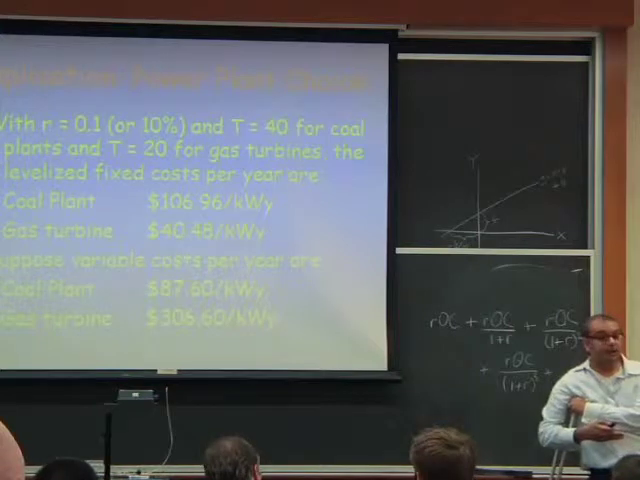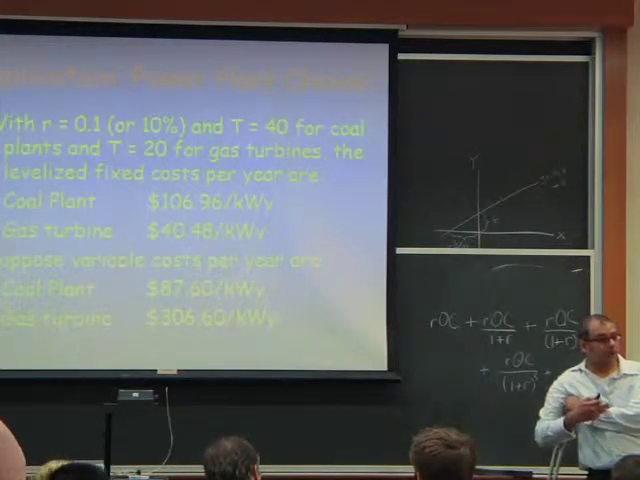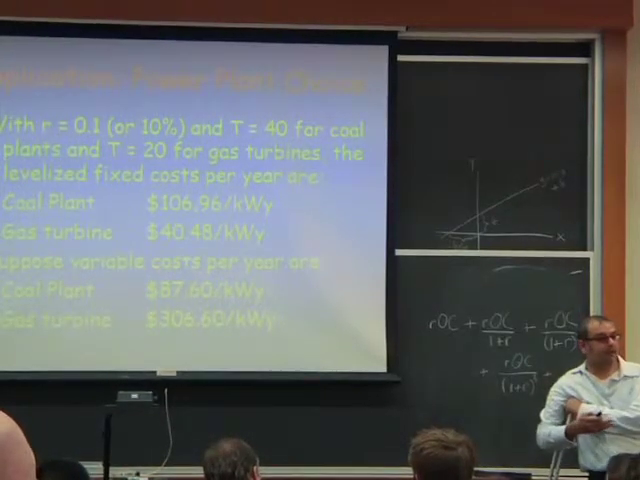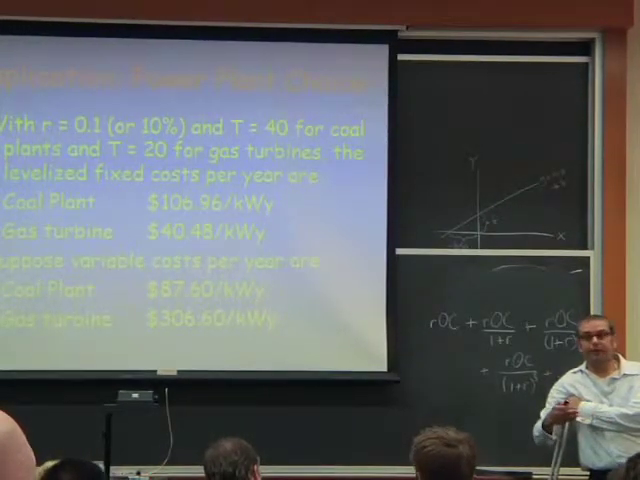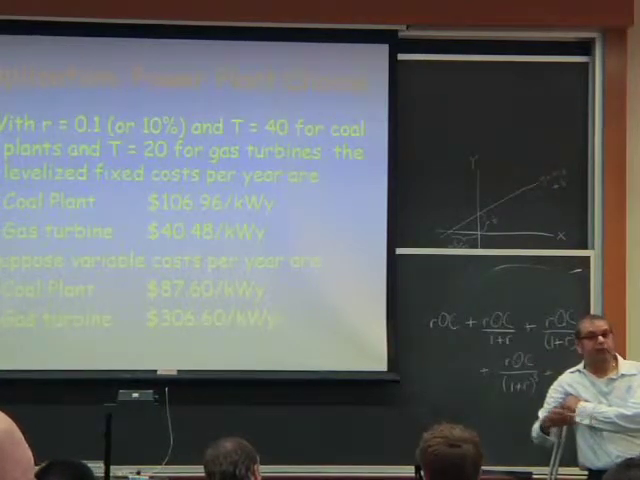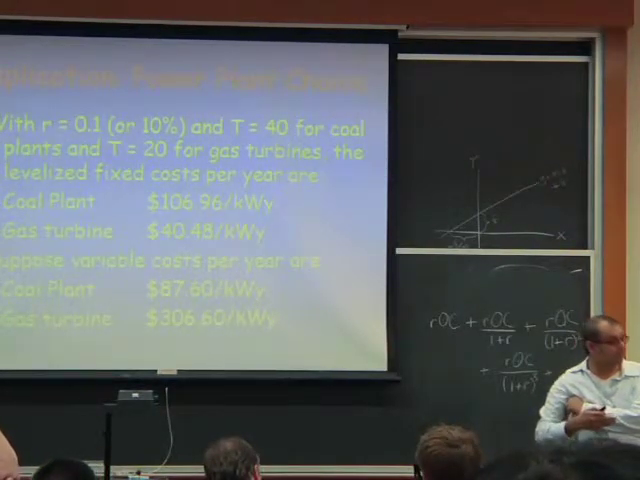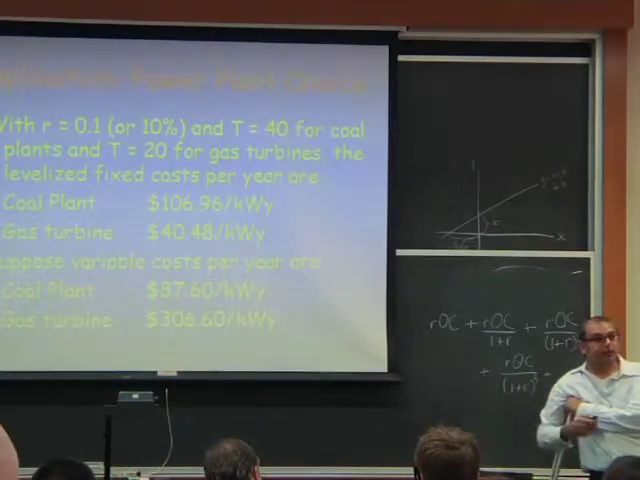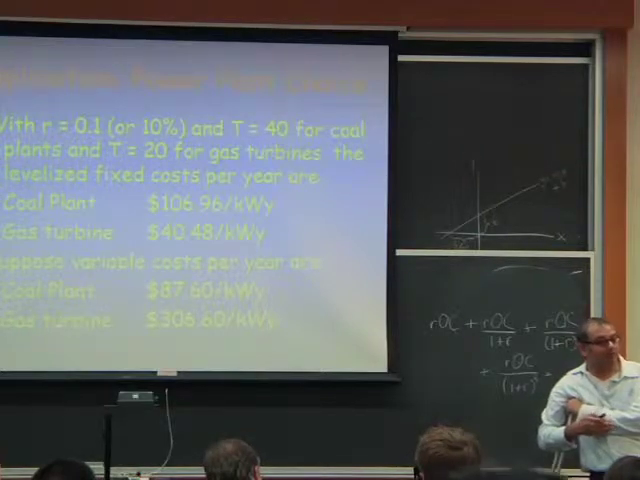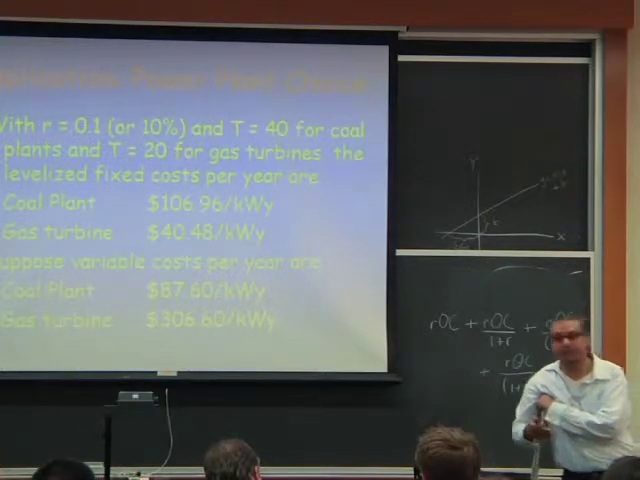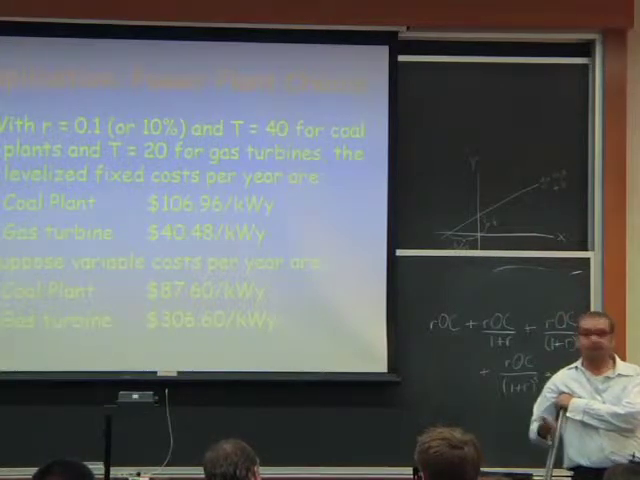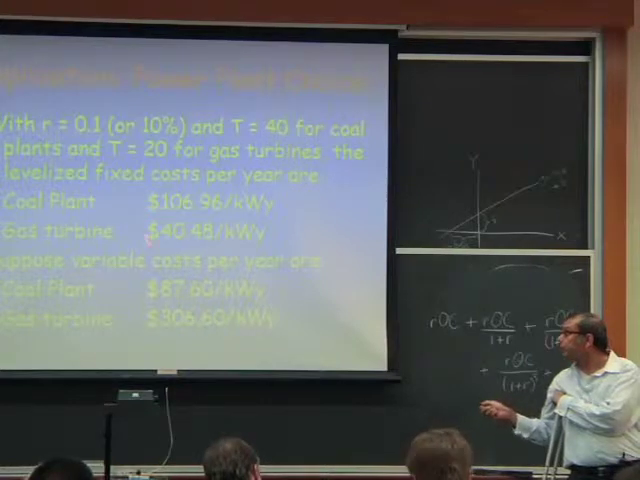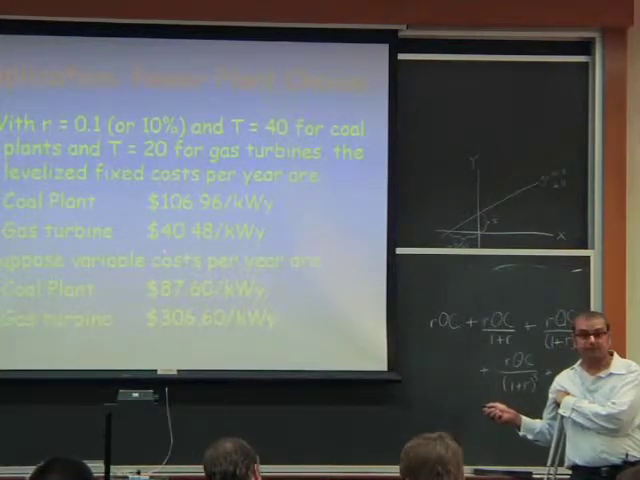You're taking an expenditure that occurs in a short period of time, like the purchase price or the investment cost, and you know that its benefits will be received over a long period of time, but it will not be received in equal amounts every year. You levelize it to say what the average level would be if you were to receive the benefits equally every year. Okay, so that's the levelized fixed cost for the coal plant, and that's that for the gas turbine.